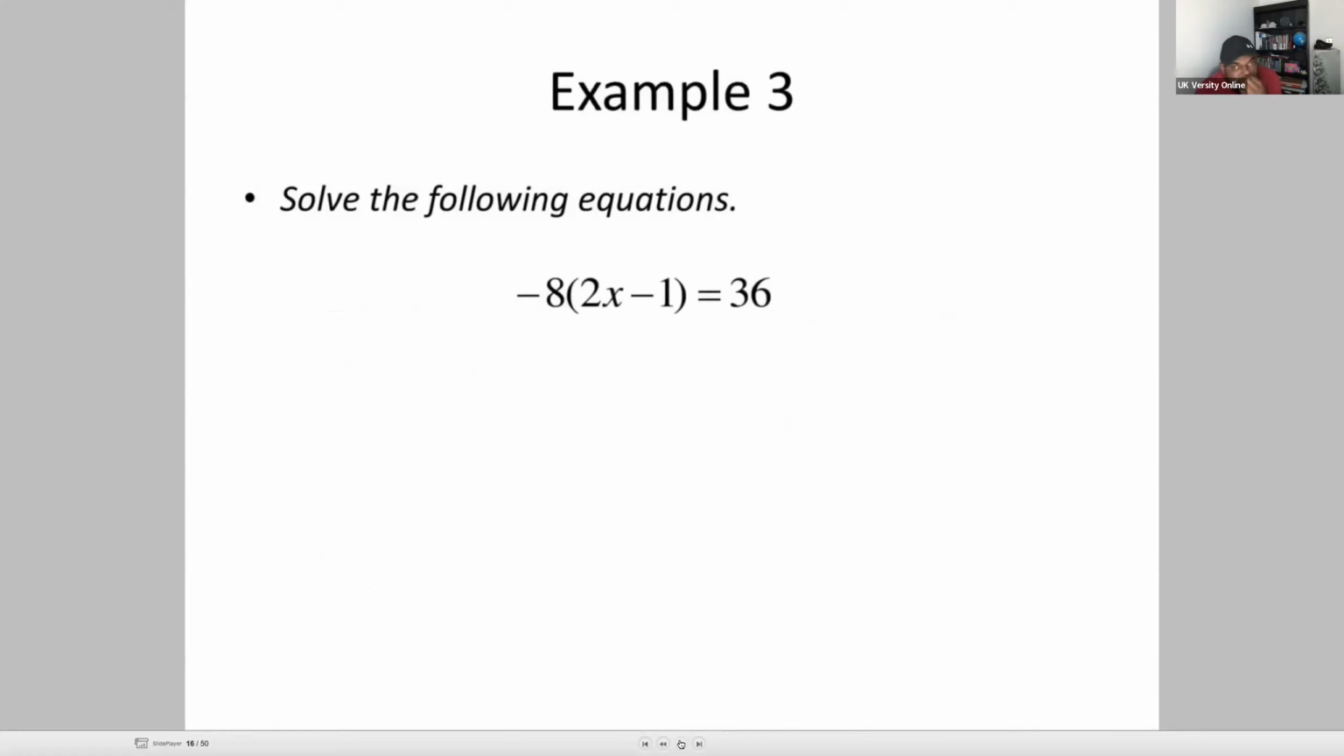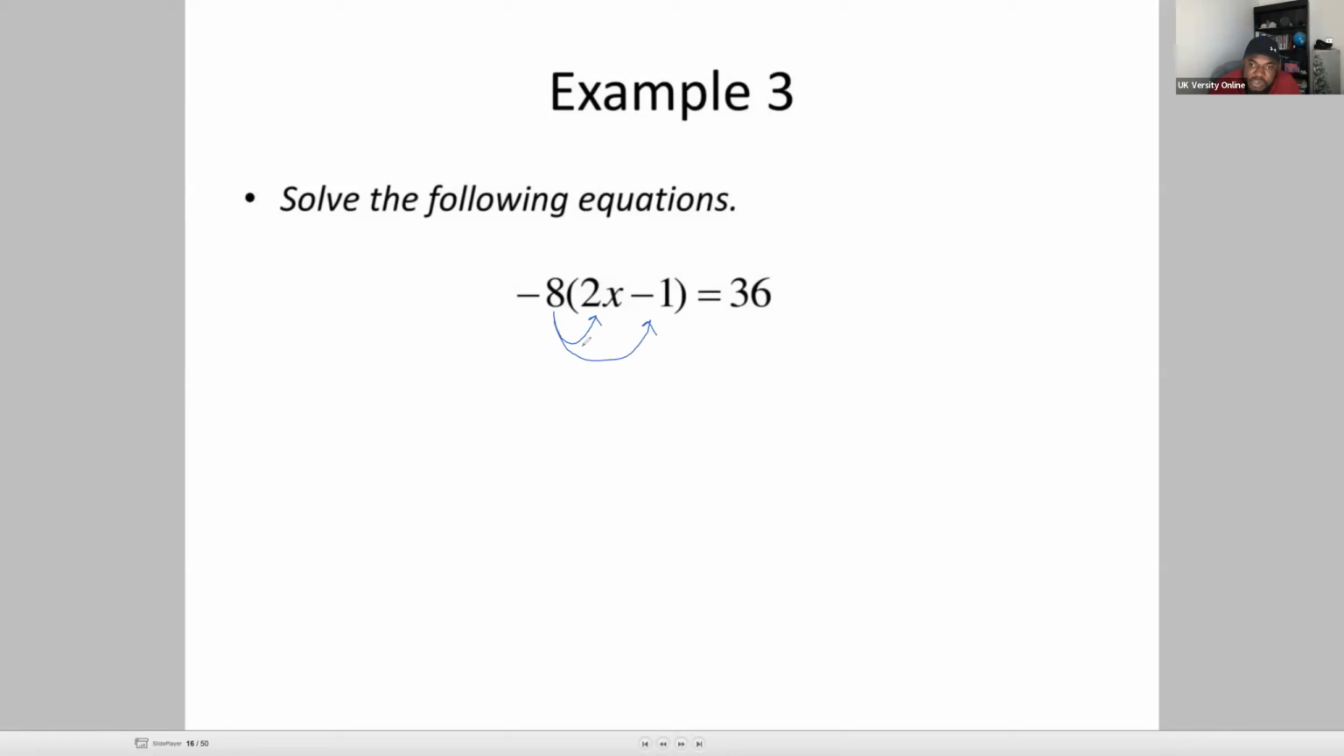So look at this one. This one is a different type of question. You can see clearly that you have to expand it first. You have to expand it first before solving. Expansion means that you have to use the outside number to multiply the variable and the number inside. Can you see?